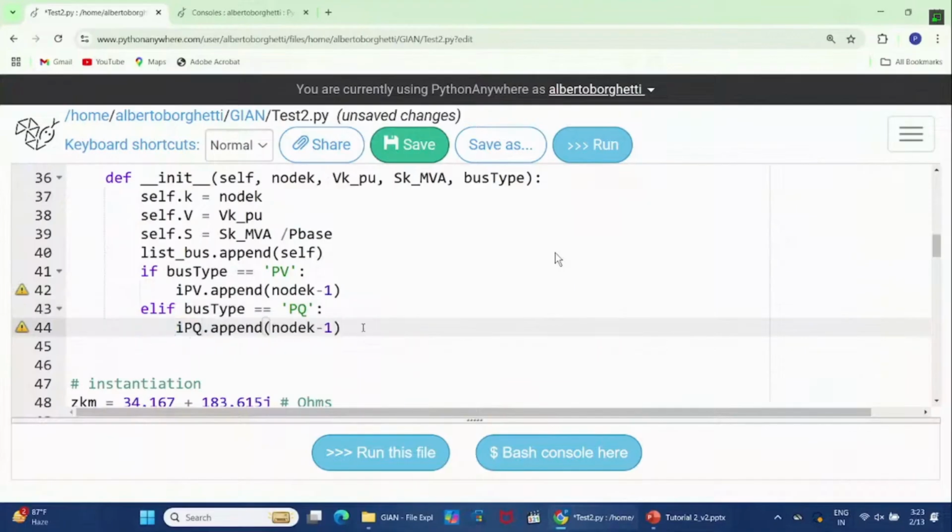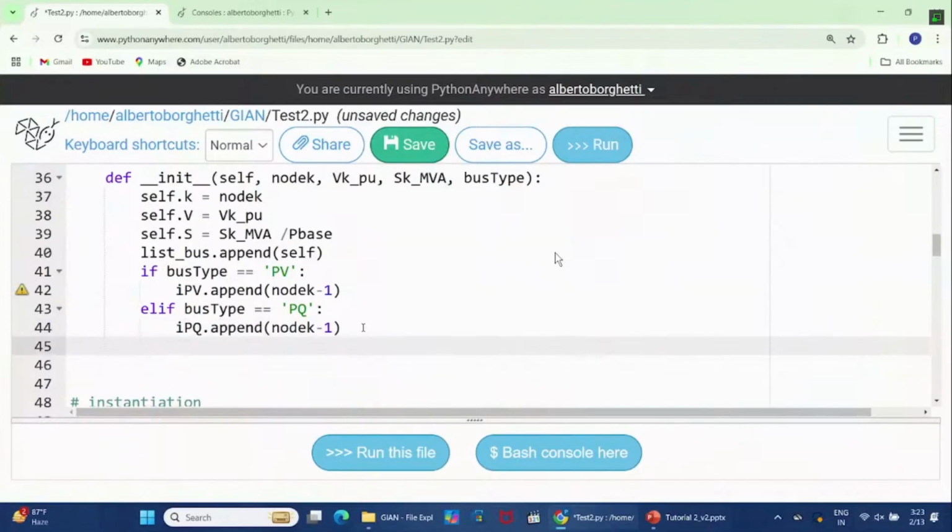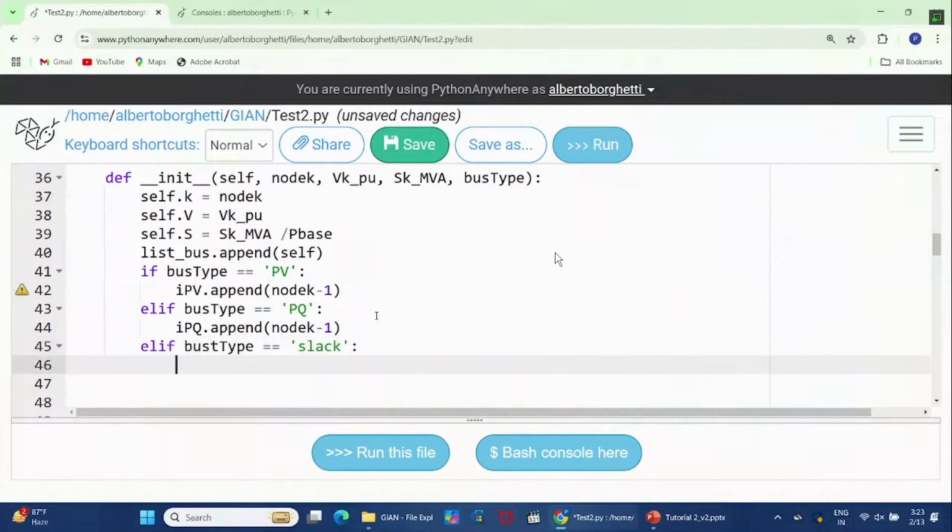And we can say else, or if bus type is equal to, we can say slack, then put in slack dot append, and it is node k minus 1. Minus 1 is due to the fact that it's starting to count from 0.